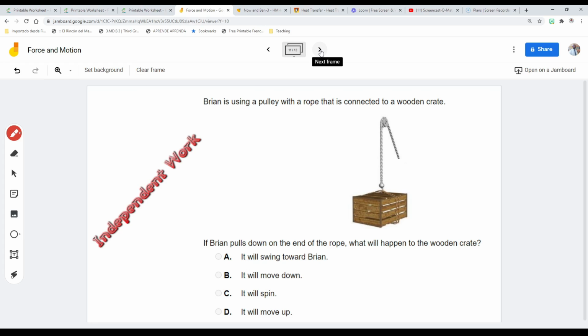Okay, that is independent work. Read each of these exercises. Read the problem. Remember our lesson. You can pause the video and go back to the very beginning, where you can see the explanation about force, direction, and speed. That will help you to answer these questions correctly.